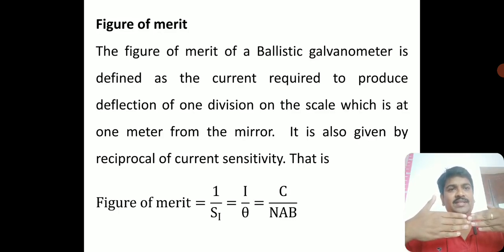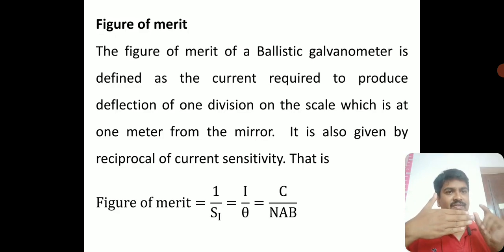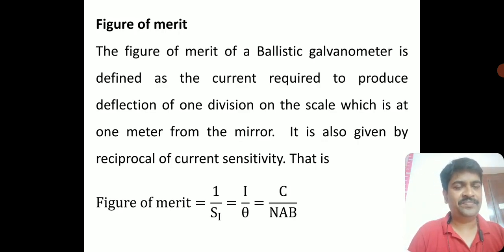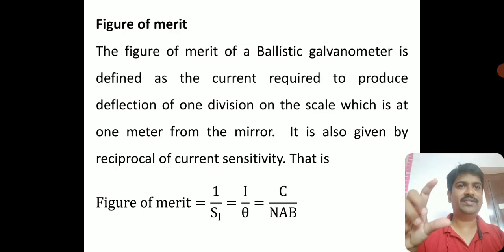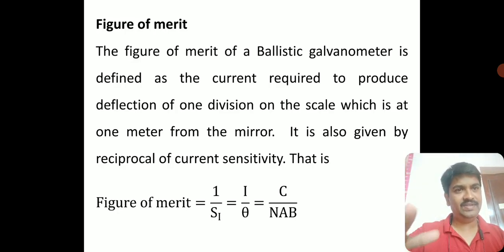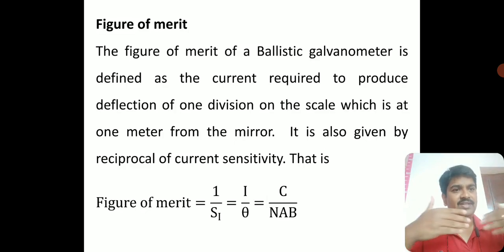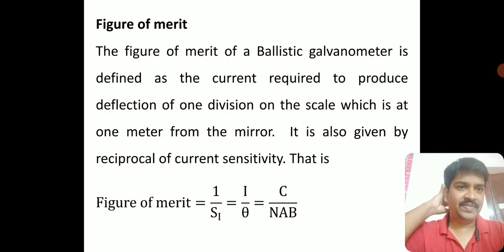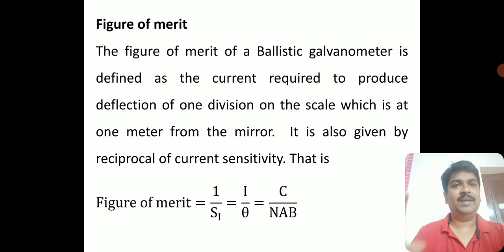Now, the current which is required to produce a deflection of one division on the scale, if the light spot moves one division from that current, then that current is the figure of merit. It is given by the reciprocal of the current sensitivity also. So figure of merit is 1 by SI, which is I by theta. This time the figure of merit is not the deflection, it is the current required to produce one division deflection on the scale. So it is the reciprocal of SI, the current sensitivity, which is I by theta, and that is equal to C by NAB.